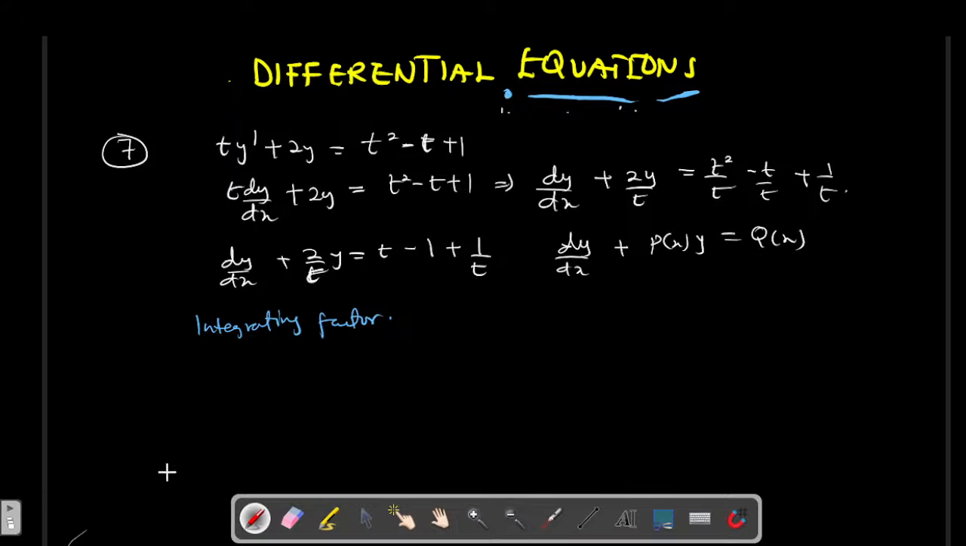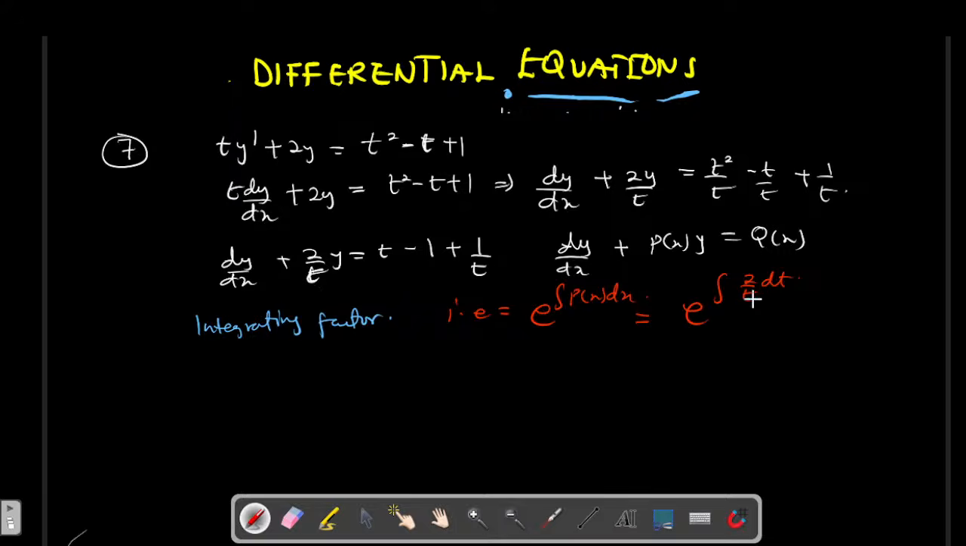So what should our integrating factor be? Our integrating factor, as I said, IF, is simply equal to e to the power integral of p of x dx. The coefficient of y becomes our p of x, since you can see from the standard form. So our integrating factor simply becomes e to the power integral of 2 over t dt. Now we are doing it with regard to t because it's a t, okay?